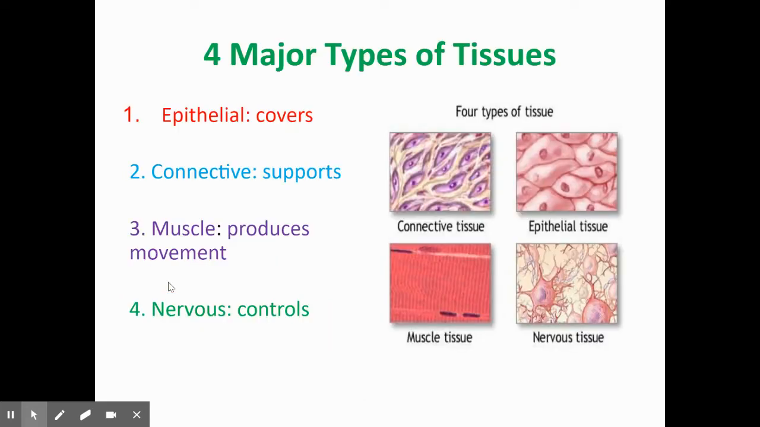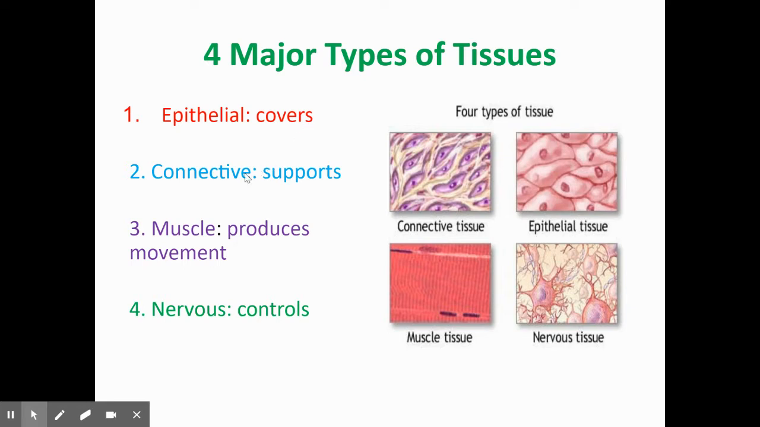In this unit, we're going to be covering 4 types of tissues. Epithelial is what we're going to do today. One of the key words to remember with epithelial is the word covers. These epithelial tissues cover the outside of organs and line the inside of organs. Your skin, which covers your whole body, is another type of epithelial tissue. So a key word to go with epithelial is covers.